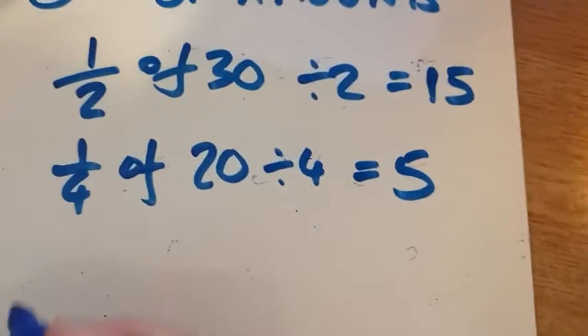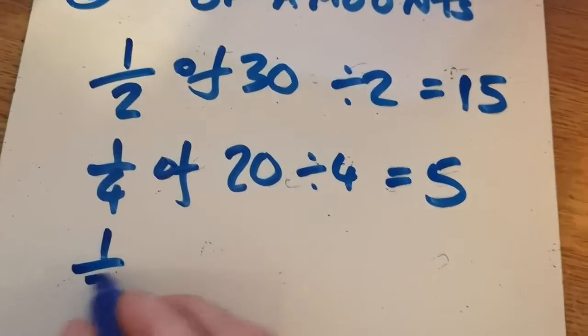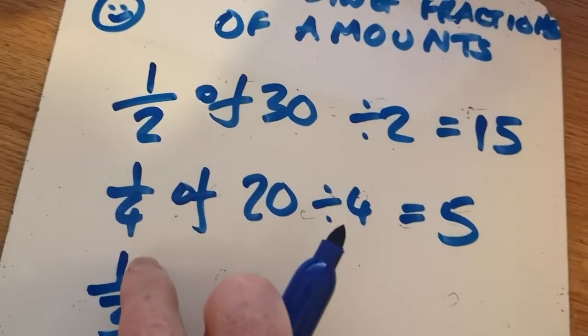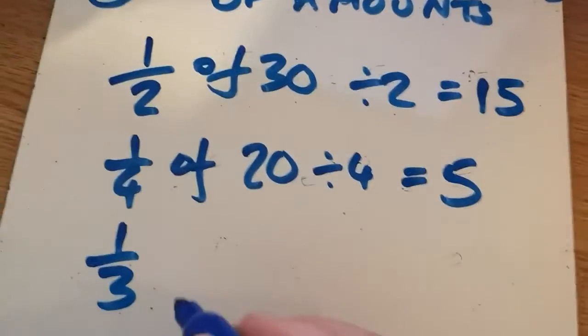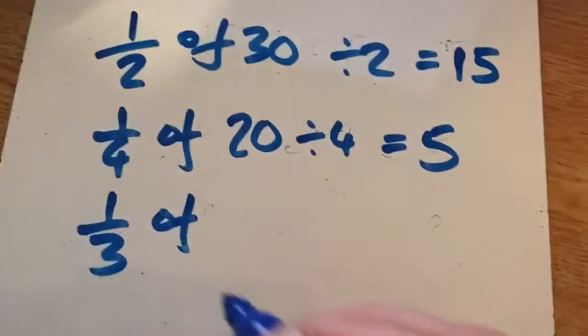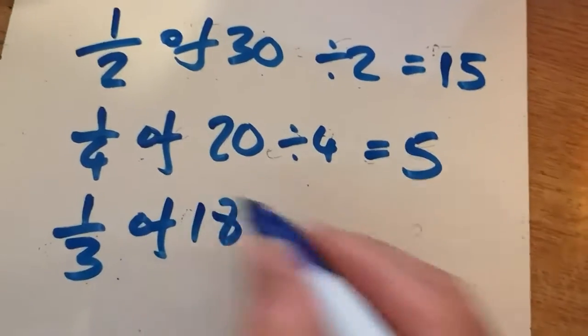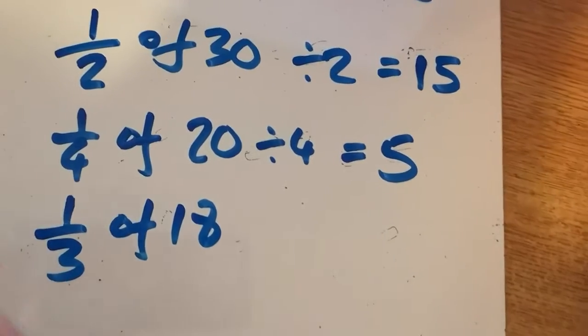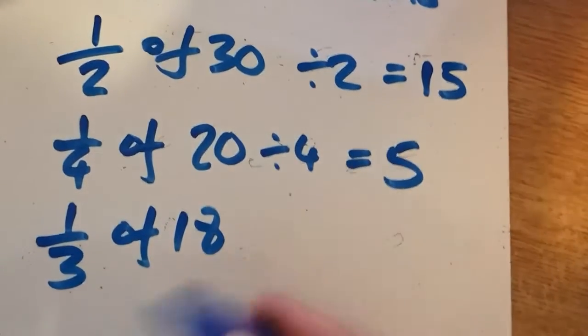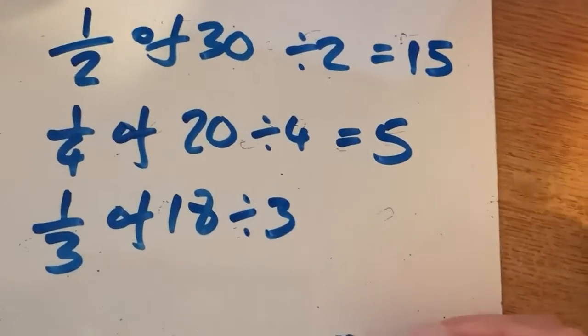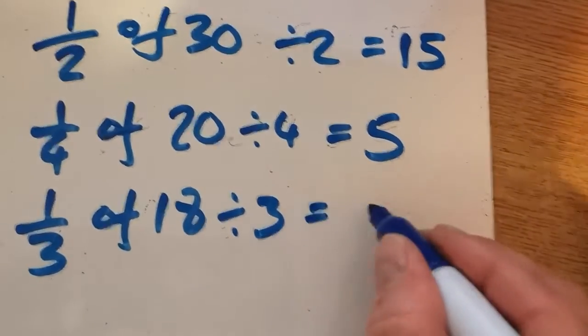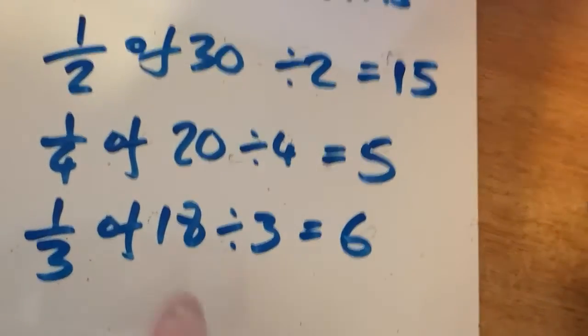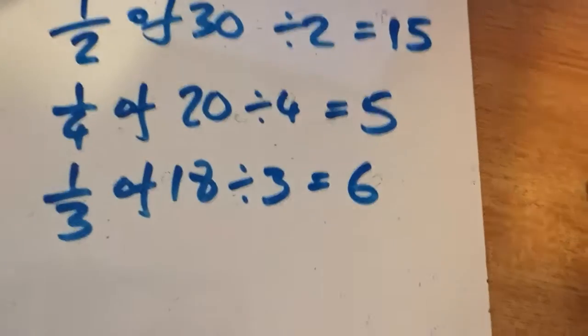So you might be noticing a pattern here, but all I'm doing really is, as long as these fractions are unit fractions with a 1 as the numerator, I can do the same thing. Say, for example, I want to find a third of 18. Well, I've got a 3 at the bottom here, so 1/3 of 18 would be 18 divided by 3. So I know that 18 divided by 3 equals 6, so 1/3 of 18 would give me 6.